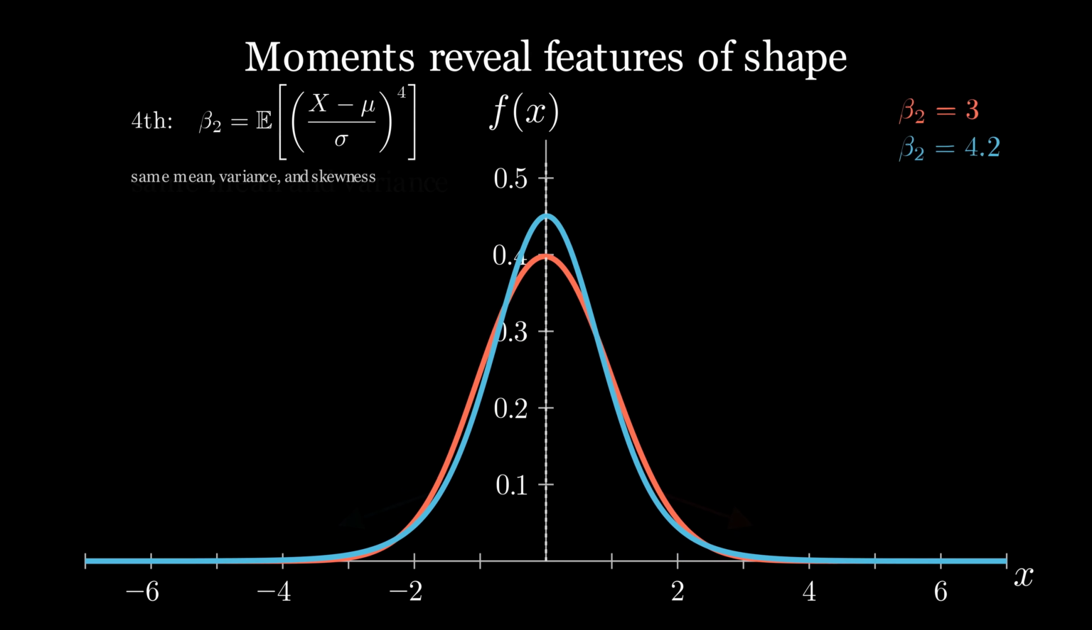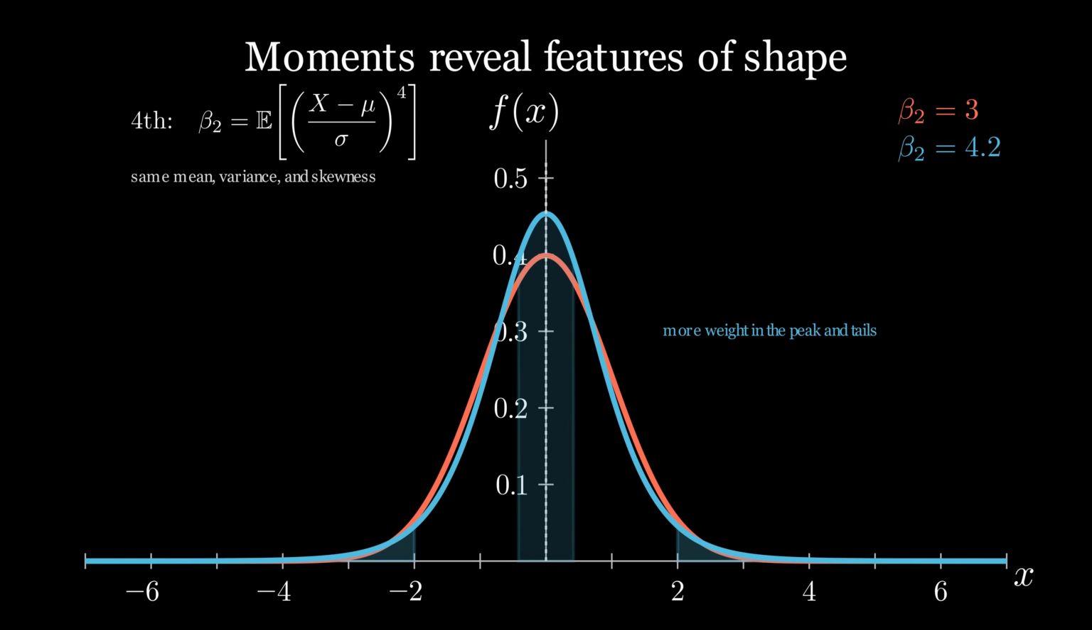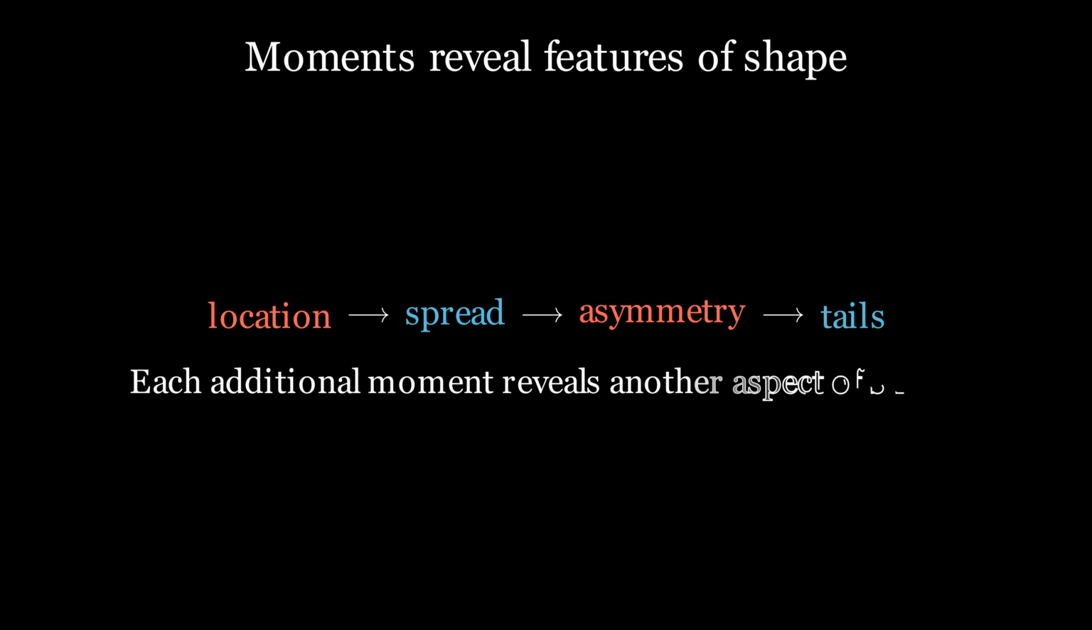The fourth standardized moment describes kurtosis. Kurtosis refers to an aspect of the heaviness of the tails. These two distributions have the same mean, variance, and skewness, so they have the exact same first three moments, but they differ with regards to the fourth moment, or with regards to kurtosis, or with regards to the heaviness of the tails. And moments don't stop at 4.